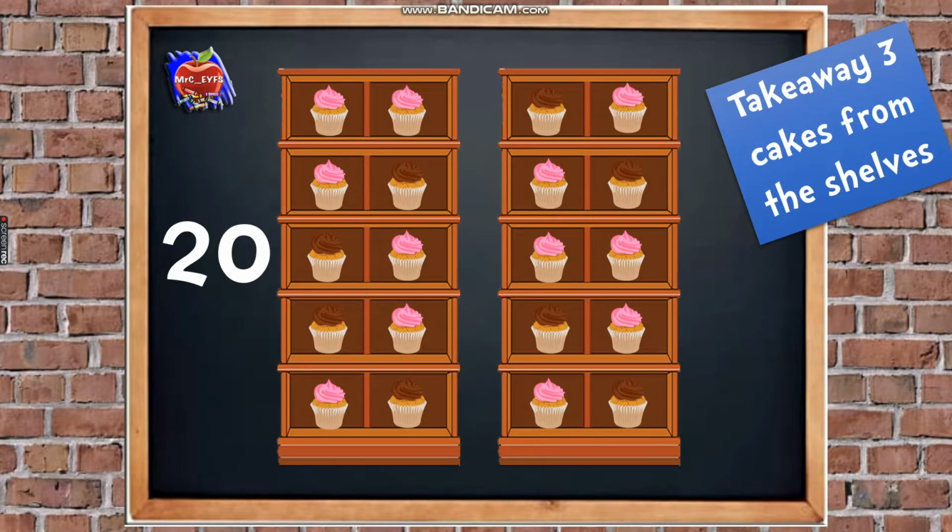All right, we need to take those 3 cakes. You ready? So we've got 20, 19, 18, 17. Excellent, well done. We've got 17 cakes left on the shelves.